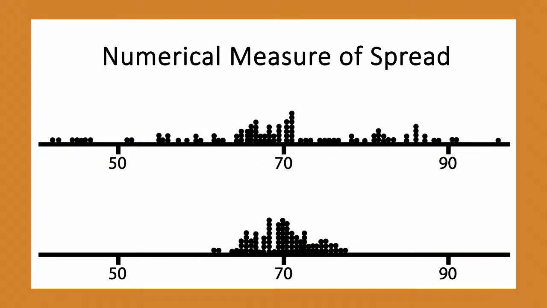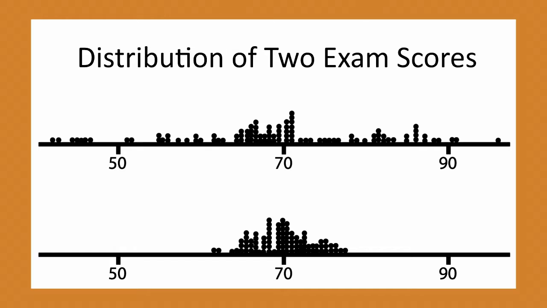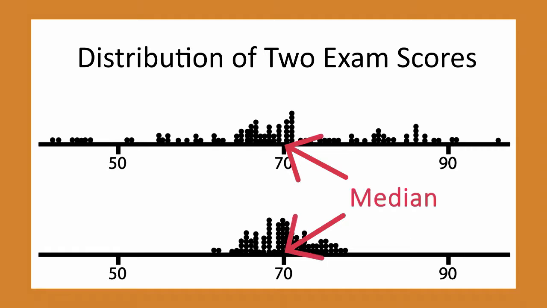Our goal here is to describe the distribution. How would you describe these 2 distributions of exam scores? Both distributions are centered at 70. The mean of both distributions is approximately 70. But the distributions are really quite different. The first distribution has much larger variability in scores compared to the second one.